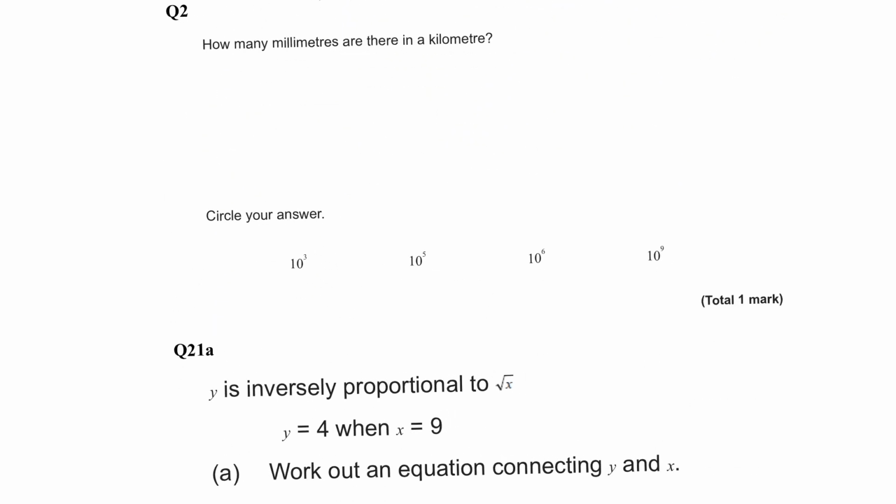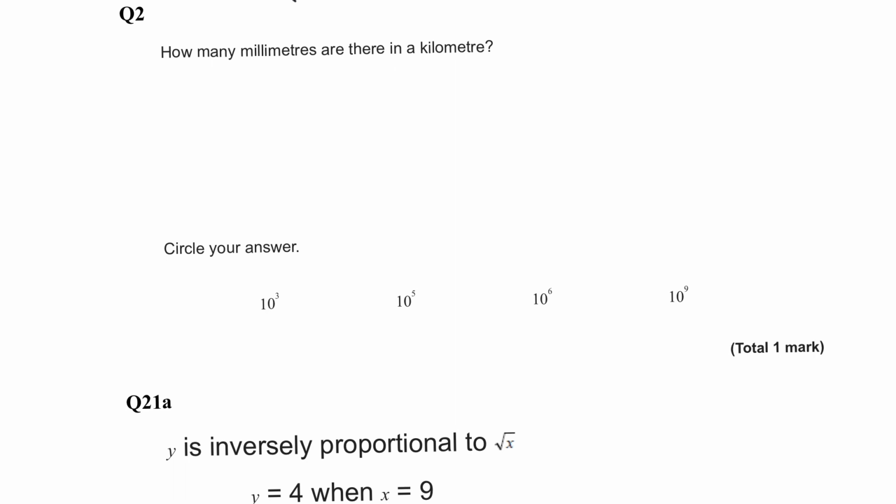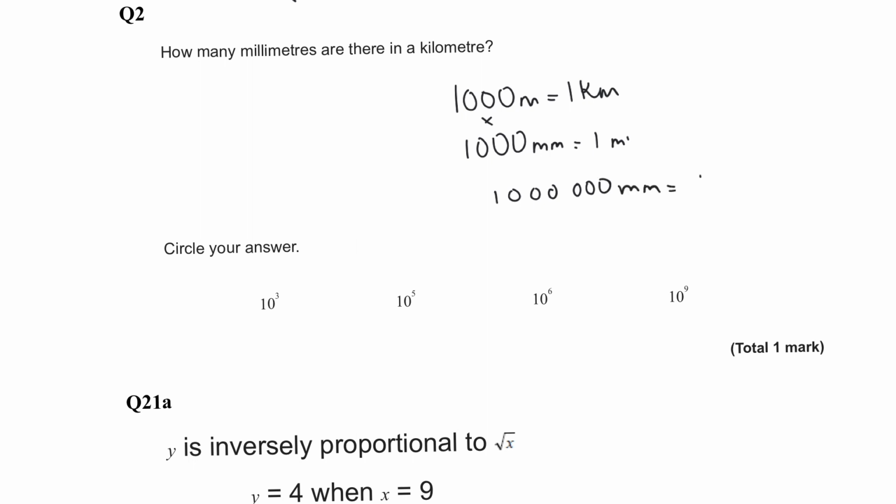Okay, then it goes on to say how many millimeters are in a kilometer. We know that there are 1,000 meters in 1 kilometer, and there are 1,000 millimeters in 1 meter. So to work out how many millimeters are in a kilometer, times 1,000 by 1,000, that should give you a million. So there's a million millimeters in 1 kilometer.